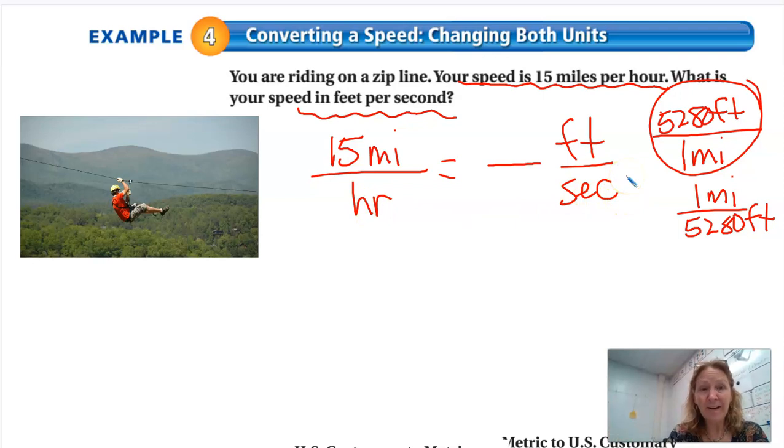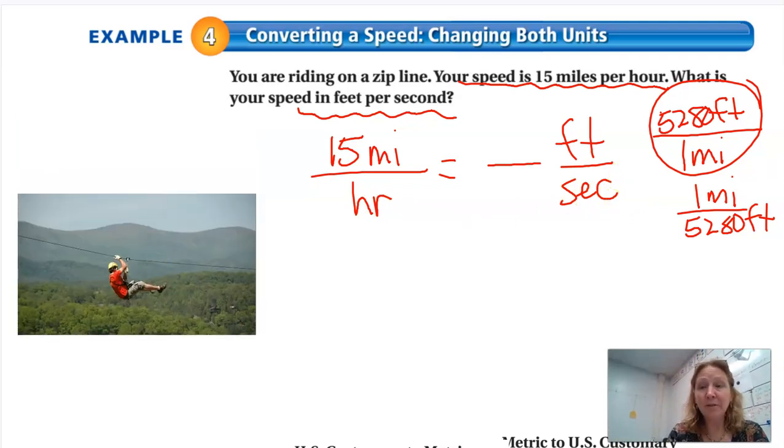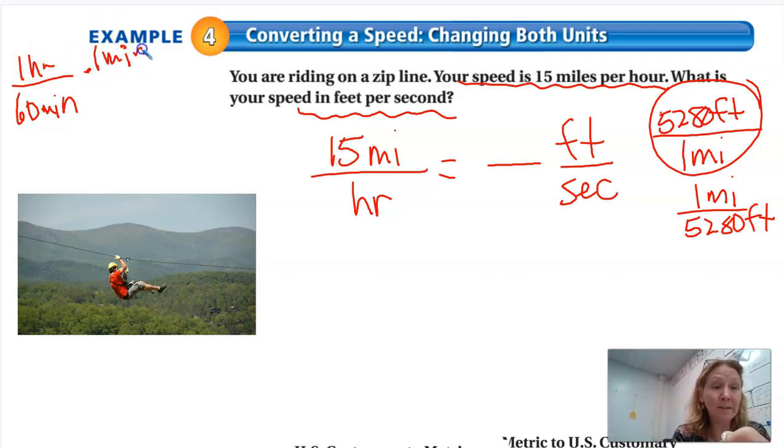One way I could do this is to first think about two conversions like this. Every 1 hour is 60 minutes. And then I'm thinking about this: every 1 minute is 60 seconds. So right there, I'm actually converting the hours to seconds.